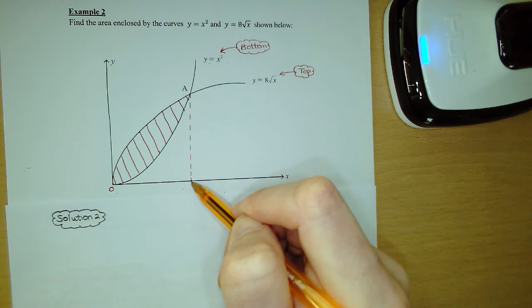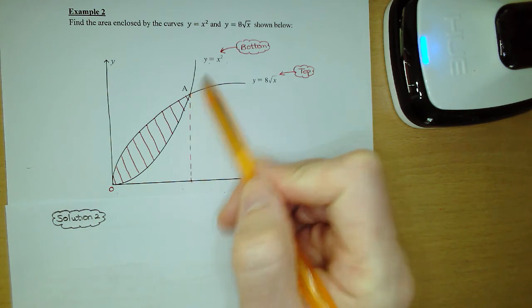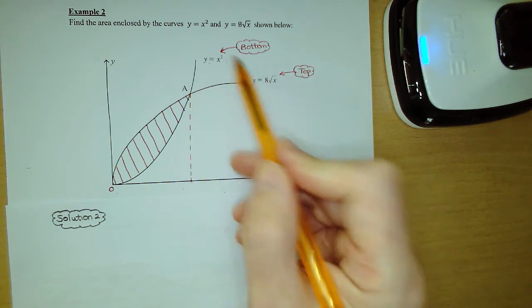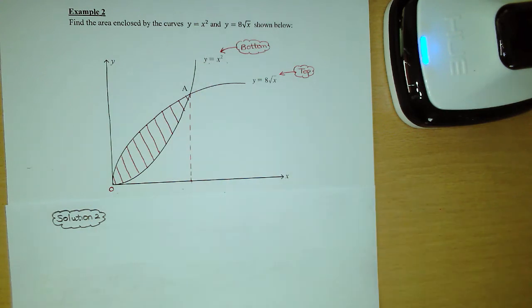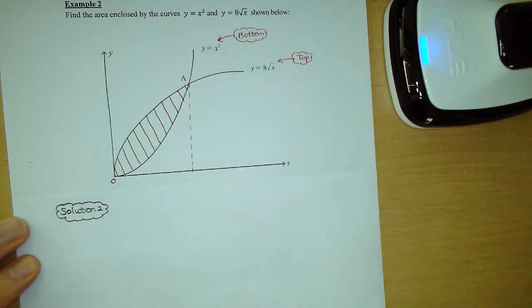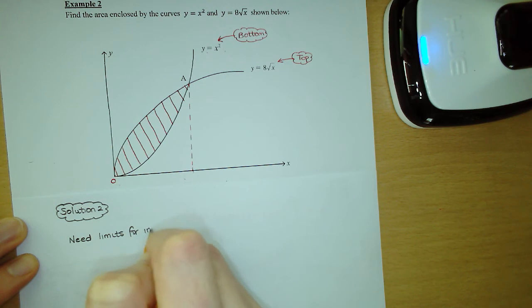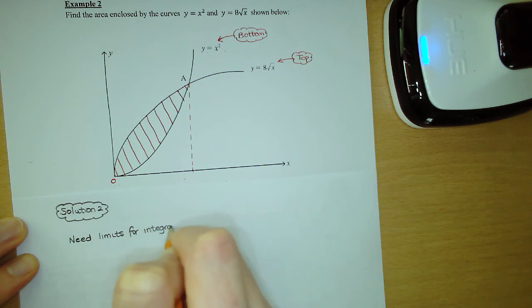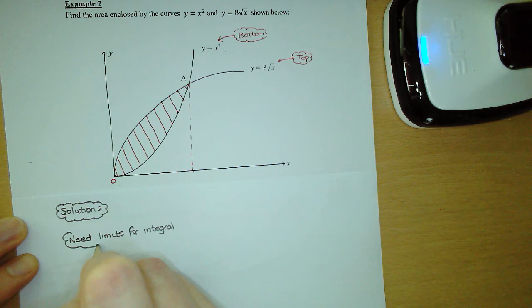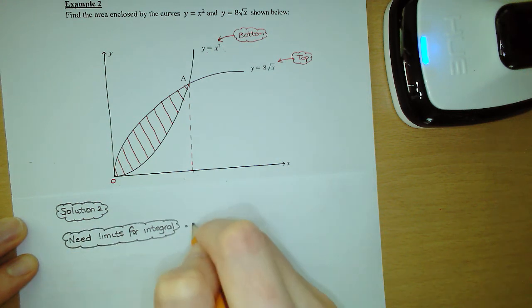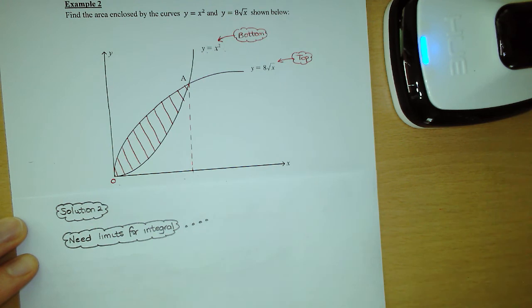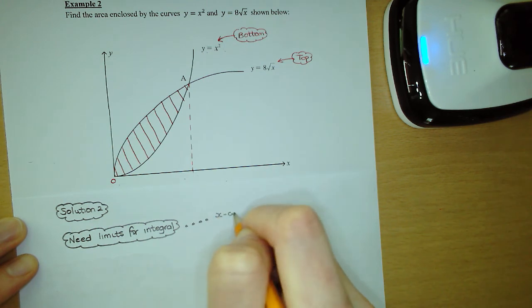Now this value of x is the x coordinate of the point of intersection of these two curves. So we're going to have to find it. So what we're going to do first is get the limits for the integral. And those are going to be the x coordinates of the points of intersection of the two curves.